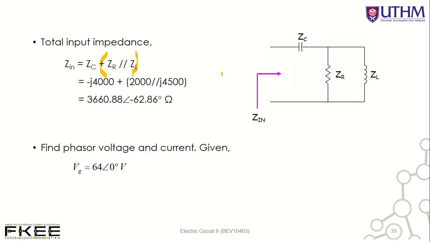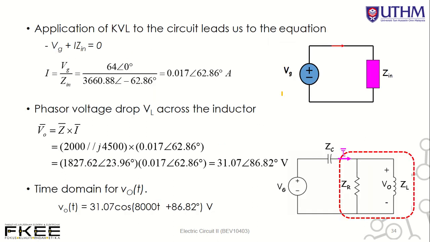Then find the phasor voltage and current. Given VG equal to 64 angle 0, you can determine the current by solving this. This is your equivalent circuit in frequency form, in phasor form. I equals VG over Z in, so you can get the current.